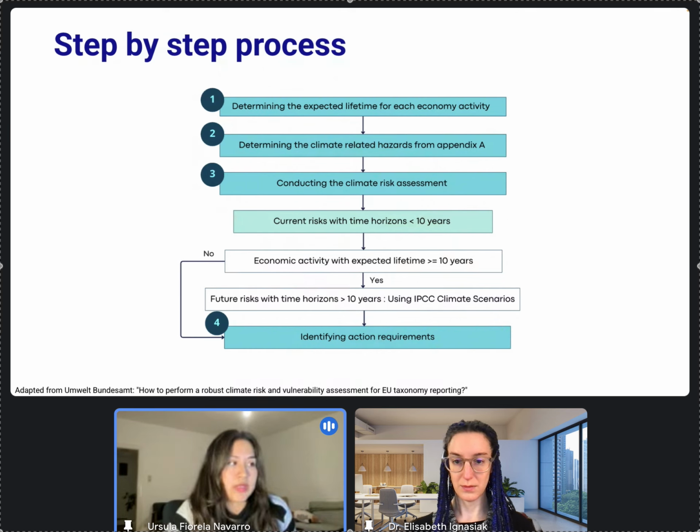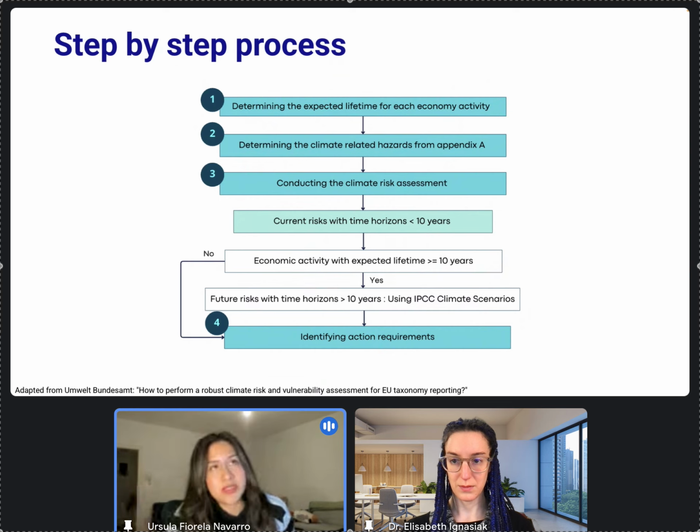And if we want to evaluate the future risks, then we need to use future scenarios, climate projections, that we can find in the IPCC climate scenarios. And in case of an economic activity that has a lifespan of less than 10 years, then we don't need to perform a future risk scenario. But for those activities with a longer lifespan, more than 10 years, we need to do a current and future climate risk assessment based on climate projections.